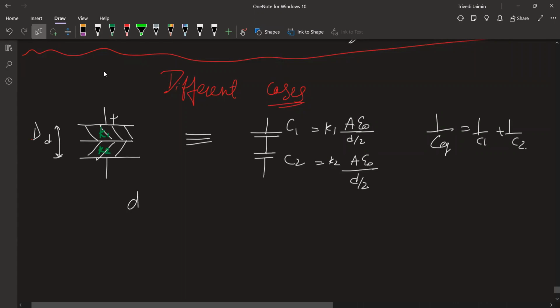And here, D is equal to D by 2 plus D by 2 because there are half and half here. Half D here, half D here. That's why D by 2, D by 2. And A is the area, the full area or the area of each plate.